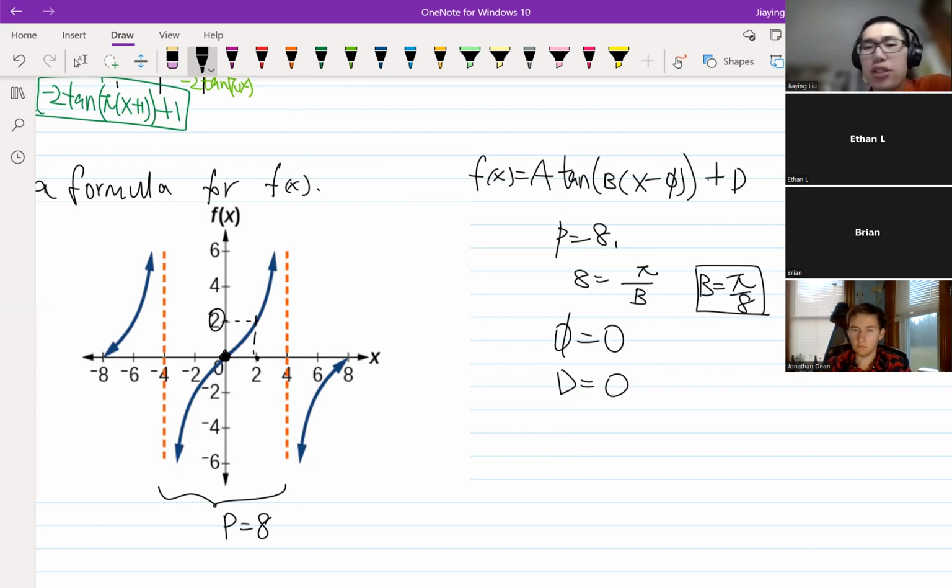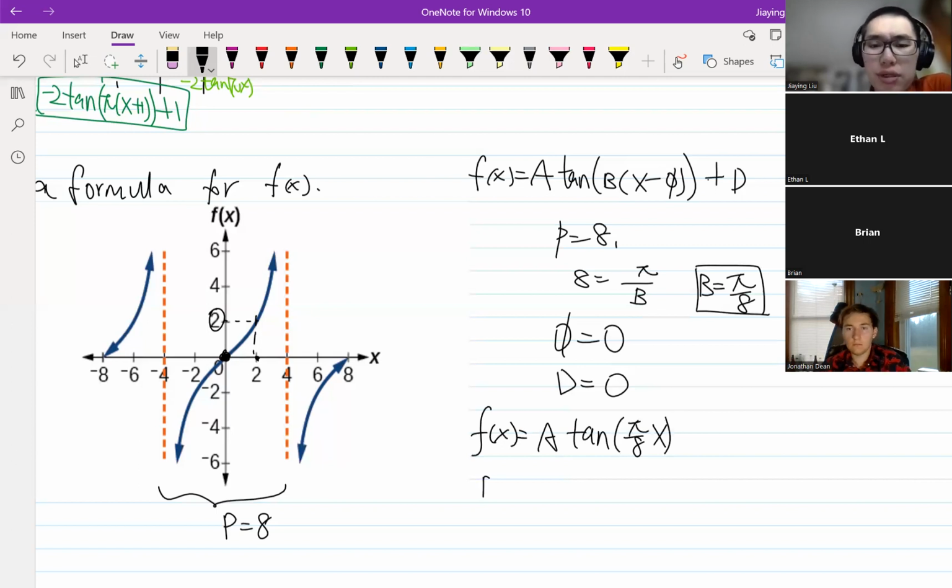And worst case, let's say you don't know, so let's just leave it. So f of x equals A tangent, B is pi over 8, x minus 0, plus 0. So let's just say we don't know what A is. How do we find it? Well, we can always plug in the point 2, 2. So plug in point 2, 2 to find A.